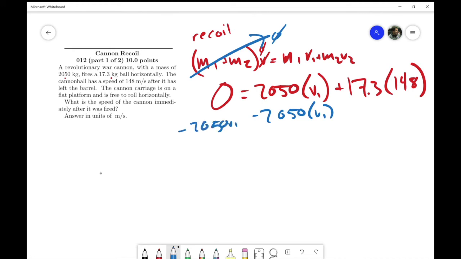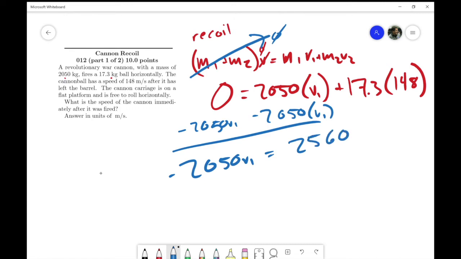All right, so I'm doing my algebra, bringing it over. So I have my 2050. Now, notice that the velocities should be negative to one another, right? Because if the total momentum before is 0, then the two objects are going opposite directions. One velocity is going to be positive, one's going to be negative. Okay? So we got our 17.3 times 148, we get 2,560.